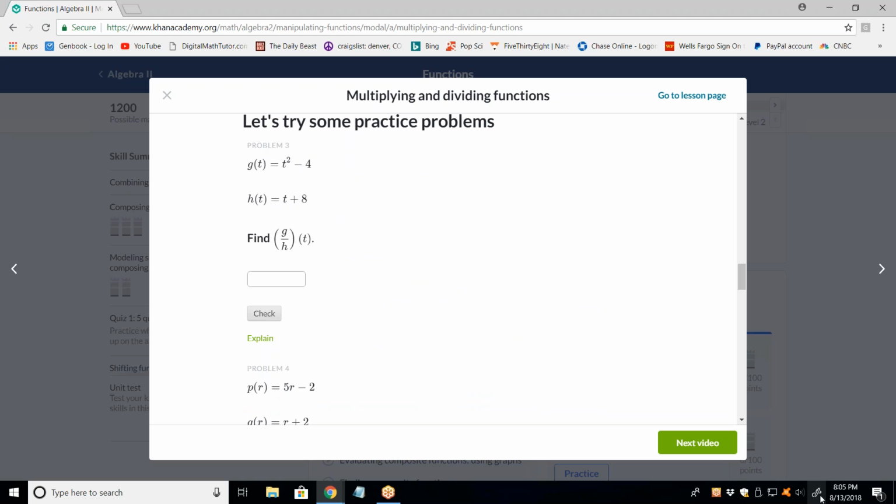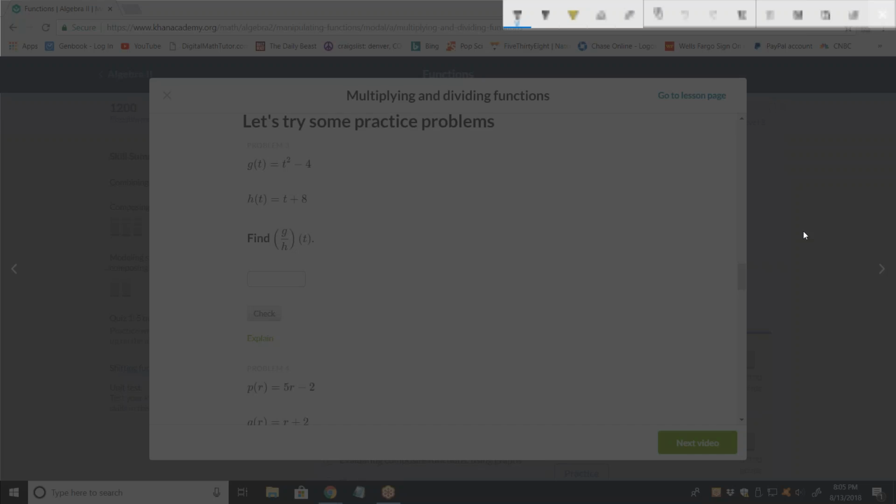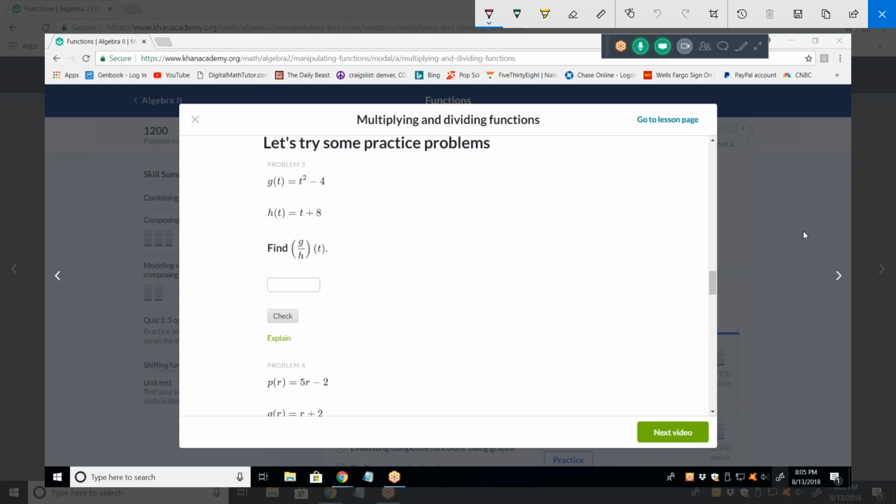Here, let me write this up here. So, what is g over h of t? What should I write? So you should write t squared minus 4 over t plus 8. Now, can I simplify that? No. Actually, you could try. In other words, we don't know for sure.